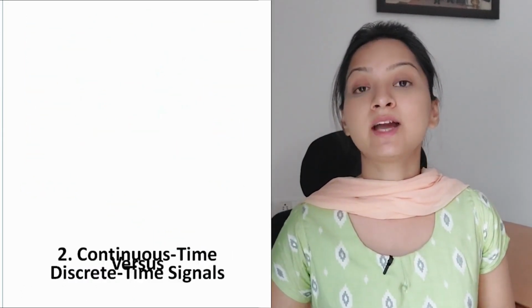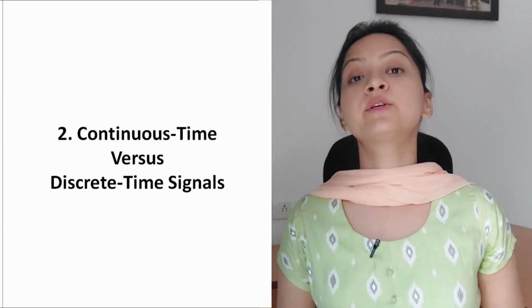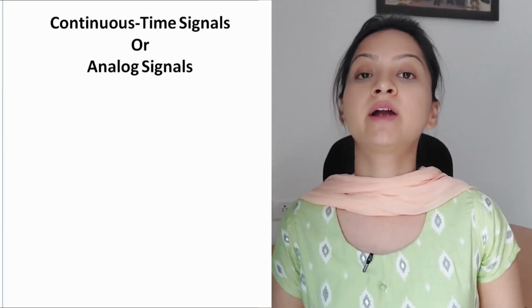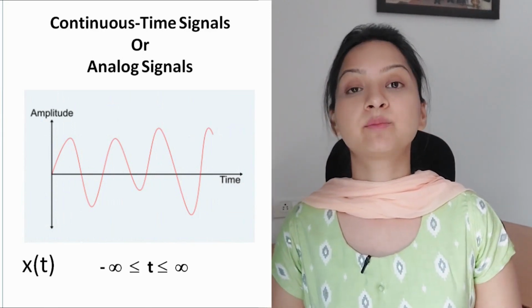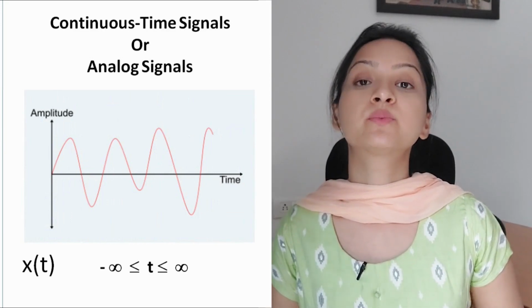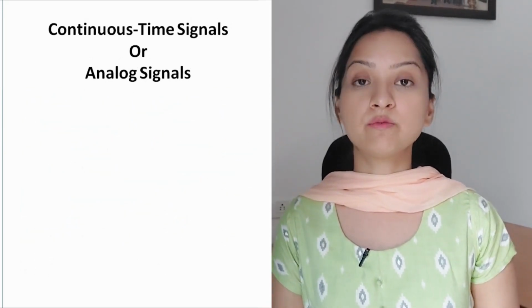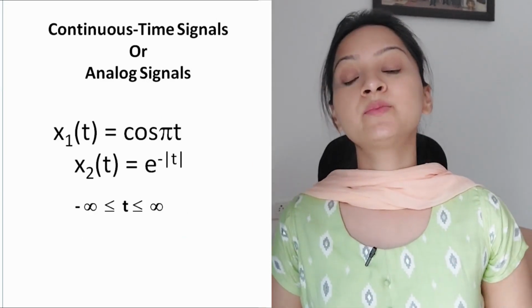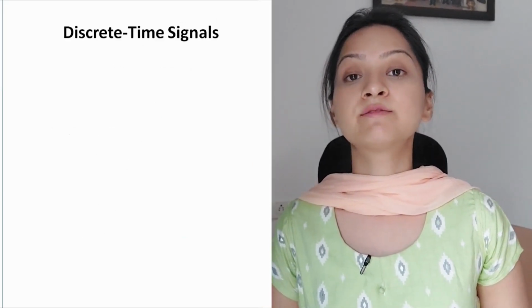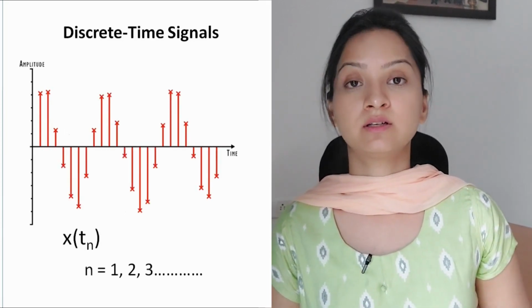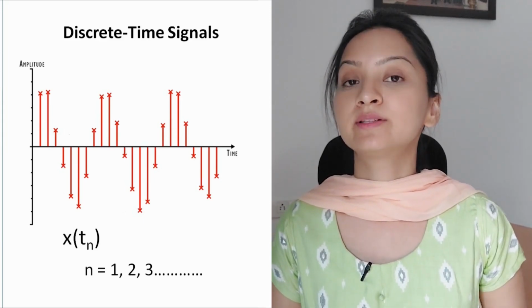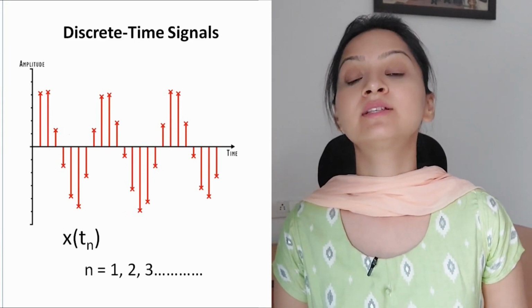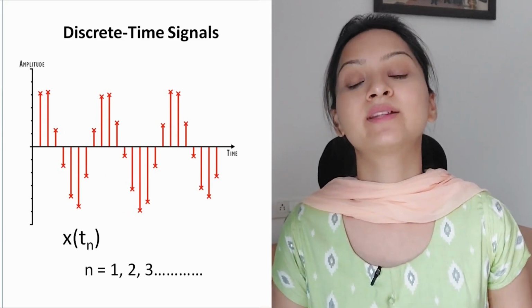Next, we have continuous time and discrete time signals. Now, continuous time signals or analog signals are defined for each and every value of time. This means that these signals can be defined as functions of some continuous variables. So these are some of the examples of continuous time signals. Discrete time signals, on the other hand, are specified only at some specific values of time. Now, mind it, these time instants need not be equidistant, but for mathematical convenience, these are usually taken as equidistant. So this can be the example of a discrete time signal.